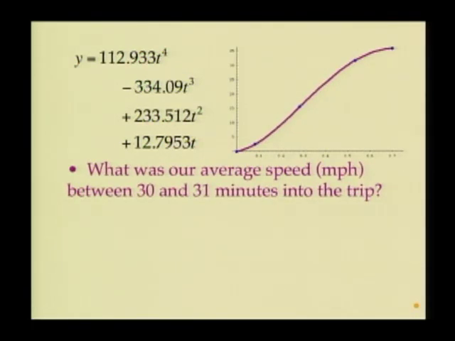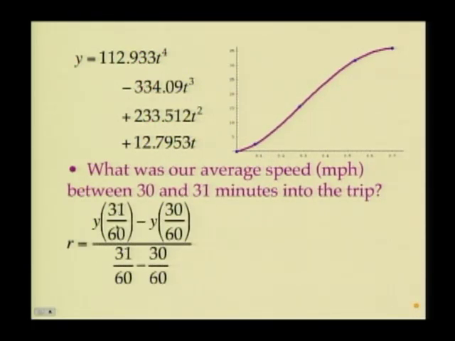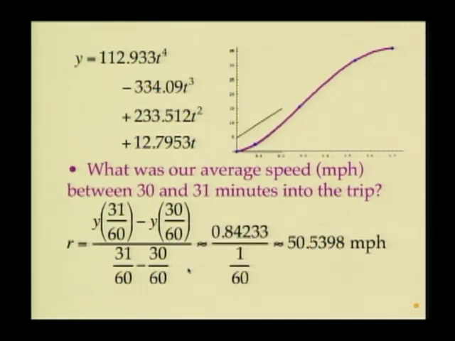Well, it's the same calculation. You take 31/60ths. You have to convert that into hours now. Put it into your formula, minus 30/60ths into your formula, and then divide by the change in those t values. And then again, I'm just using my calculator to get these messy numbers. That works out to be about 50.5 miles per hour.